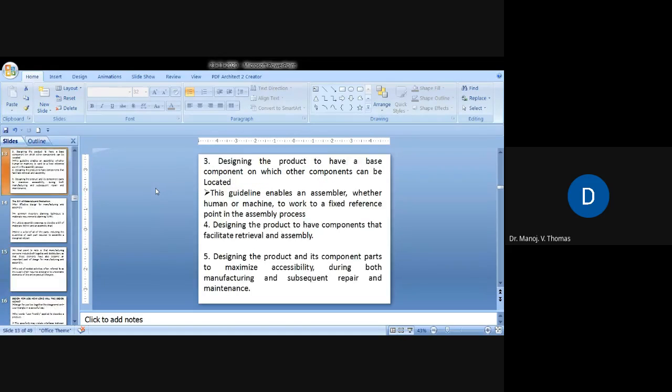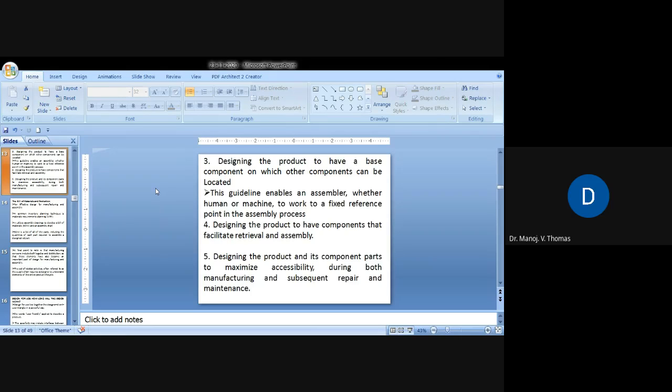Then designing the product to have a base component on which other components can be located. This guideline enables an assembler, whether human or machine, to work to a fixed reference. So the thing is that when we assemble, first we have the base structure. Then on the base structure we add different parts. So you can have a fixed point of reference in the assembly process. Designing the product to have components that facilitate retrieval and assembly. So it should be able to retrieve.